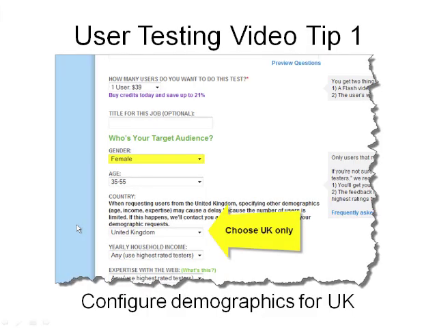One of them is usertesting.com is the main site that offers this service. They're based in the USA, so when you're configuring a test with them, the obvious thing you must do is go and specify in the demographics that you only want people from the UK to test the site. That's fairly obvious.